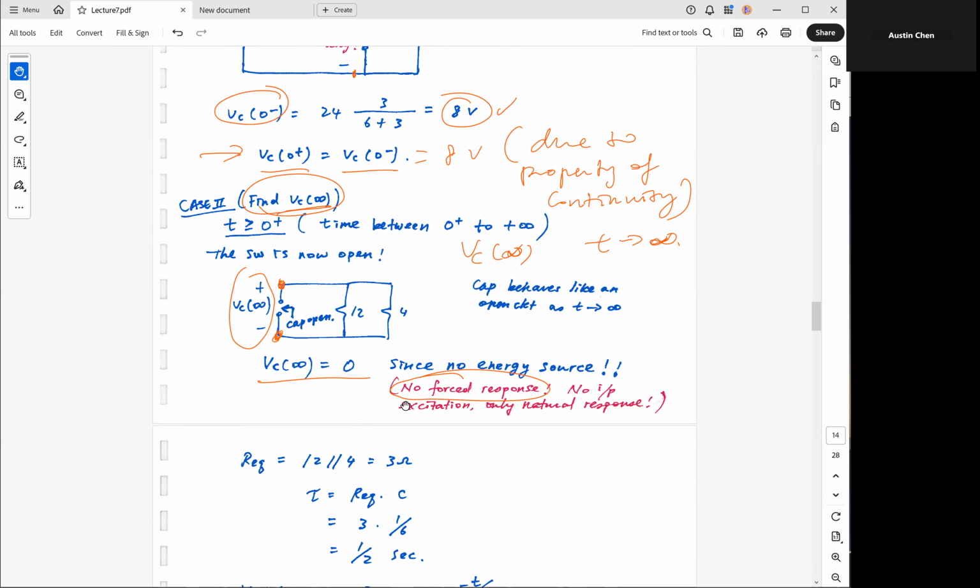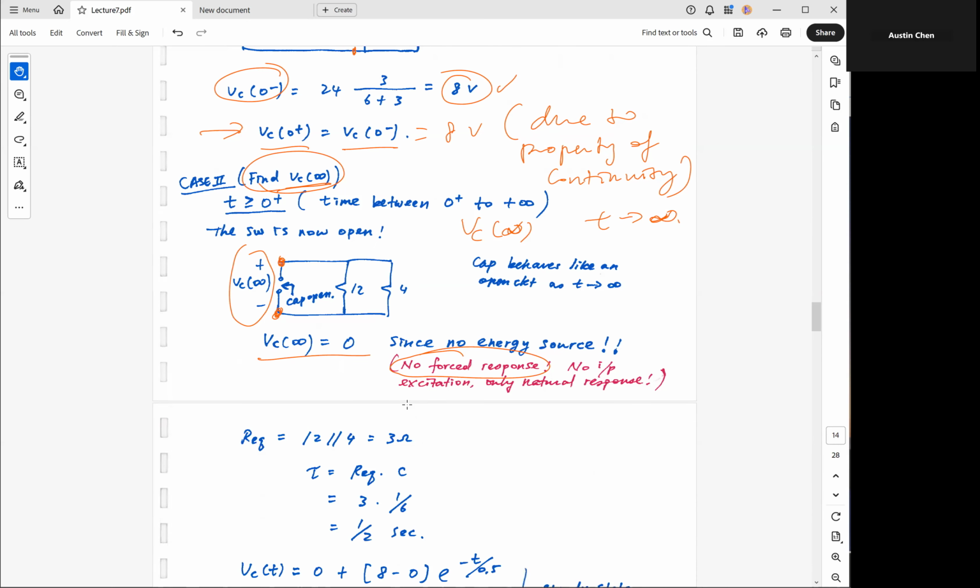Okay, so the next step is to find the REQ, right? So we need to find tau. But before we can find tau, we have to find REQ, the equivalent resistance. To find this equivalent resistance, we have to look at the circuit after the switching event. So we look at this circuit here. This is the circuit after the switching event.